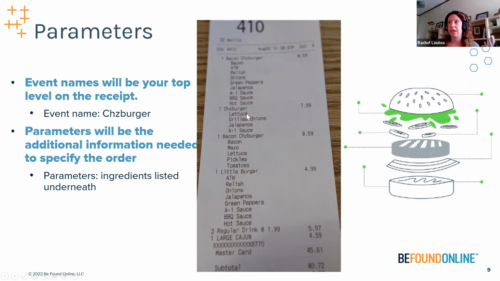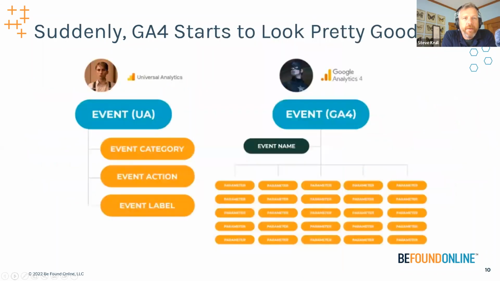Now, underneath it, this is a highly customizable restaurant that you can go to, and you can select which ingredients you want on your burger. And your parameters would be underneath, indented, and that's going to be your ingredients that are listed underneath. So additional context to what is currently happening up here, right?